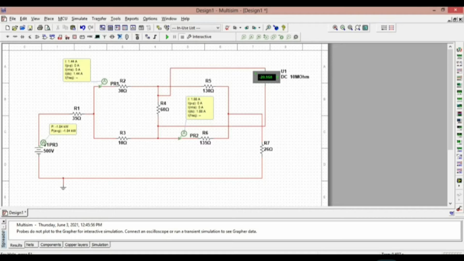You will get the value of I2 is 1.88 ampere. Meanwhile, for the value of I1 is 1.44 ampere. For the power supplier, you will get negative 1.84 kilowatt. And for the V value, we will get negative 20.958 volts.